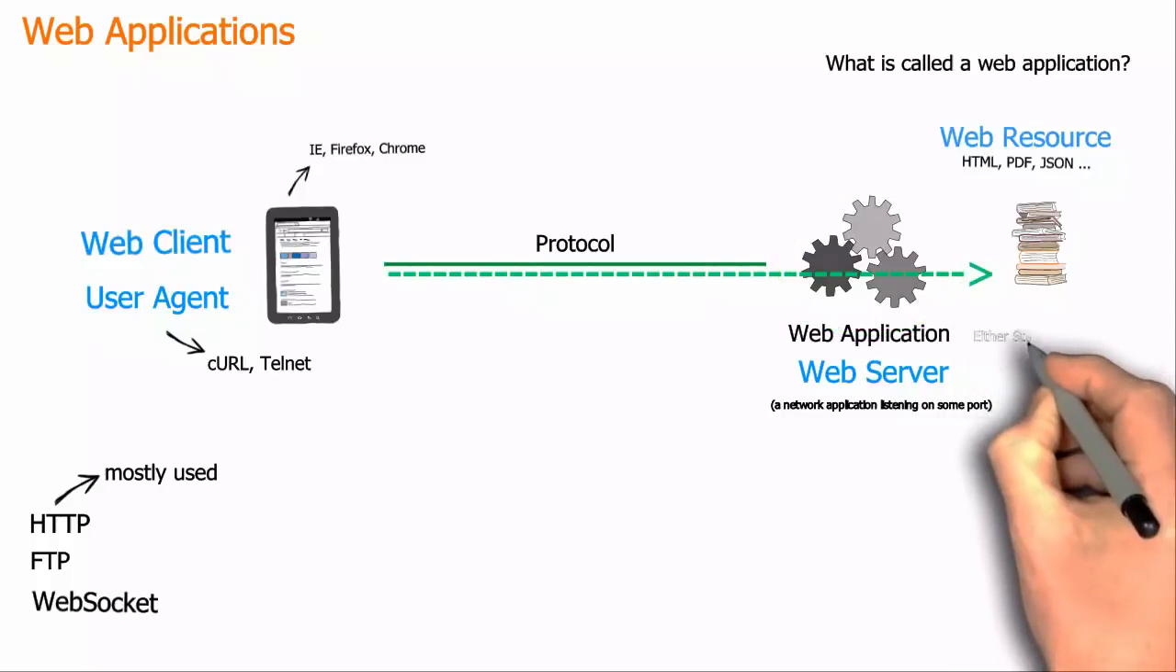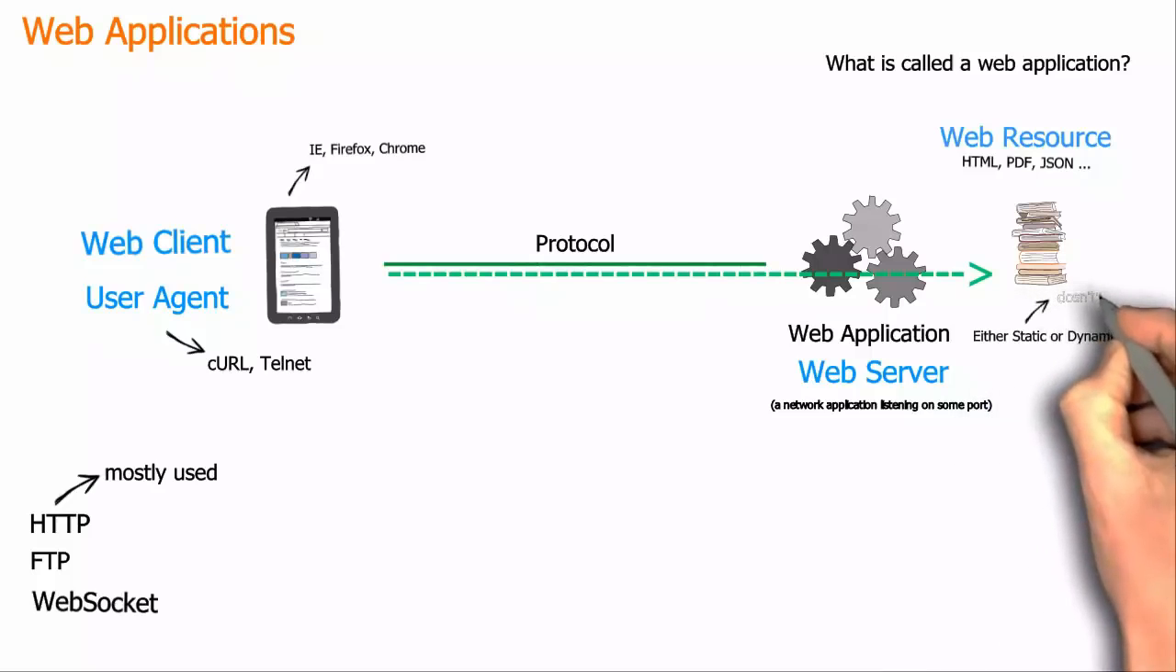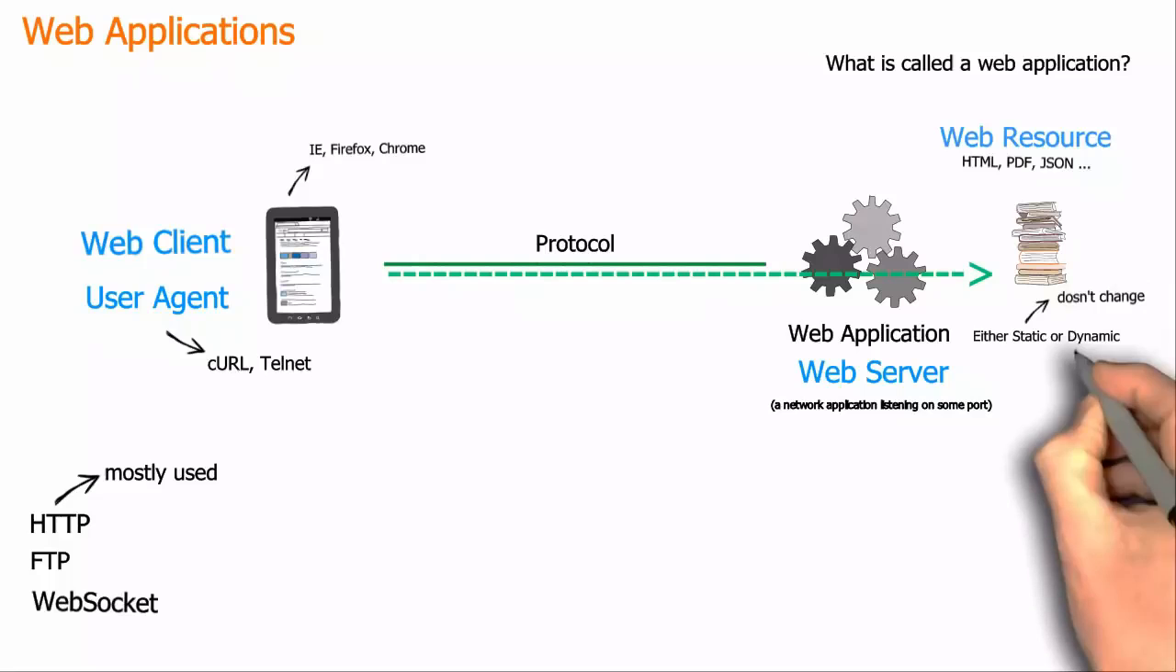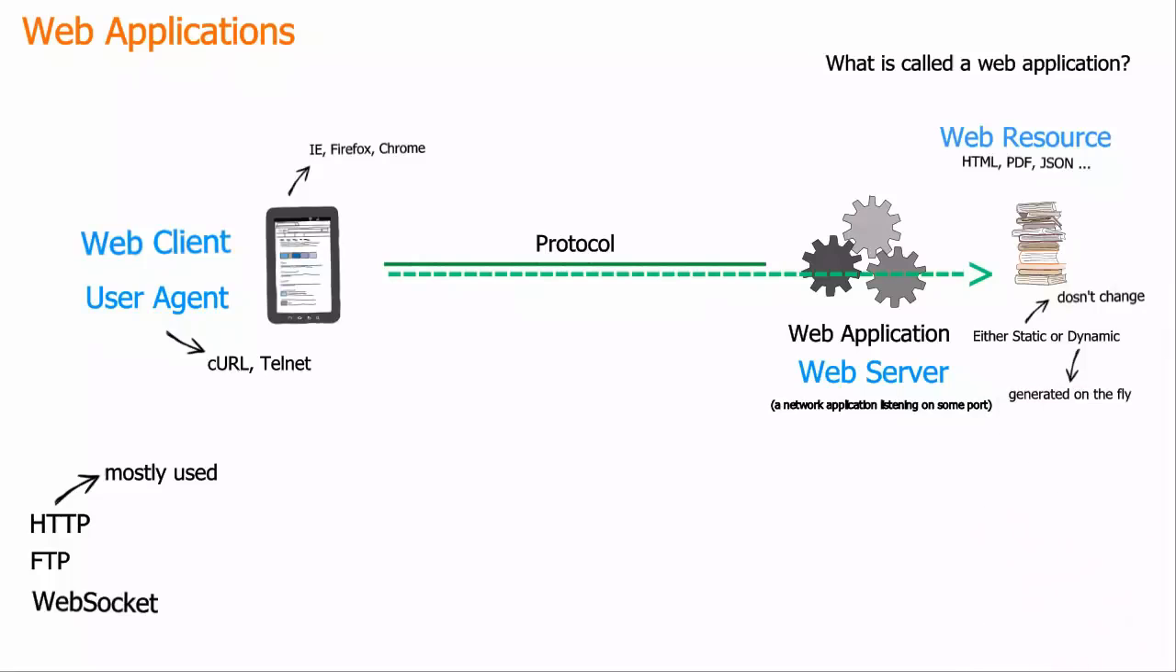A resource could be either static or dynamic. A resource which does not change is called a static resource. That means it's like some static file sitting on the web server's hard disk or sitting somewhere which the web server has access to. And when a request for a resource comes from a web client, the web server passes that resource to the web client straight. In contrast, a dynamic resource is generated on the fly, in the sense that when a request for a dynamic resource comes from a web client, the web server builds the resource on the fly.